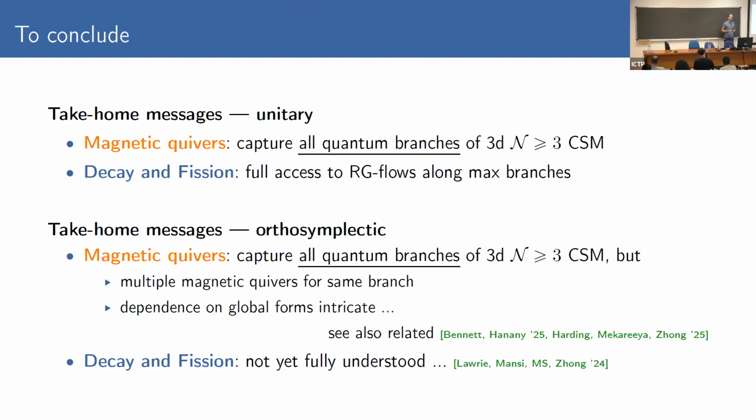If you ask the same question about the Higgsing pattern, like in the unitary case, I argued that you can basically use decay fission to go along the Coulomb branch or G-flows of the quiver. Well, for orthosymplectic, again, it's more like a construction site than a fully developed story. There is some version of decay fission that has been promoted and put forward, but it's not yet the final answer.